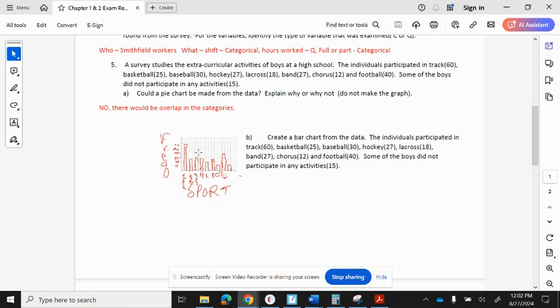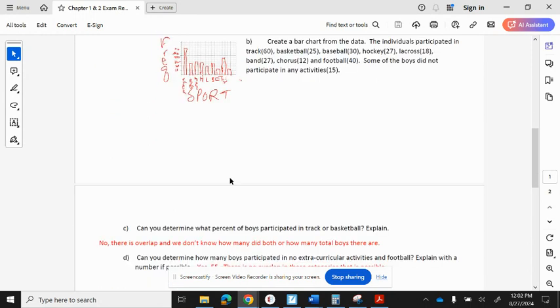It should look something like this. Now again, this might look skewed to the right, but you could have put track anywhere in here. It could have been in the middle, it could have been on the edge. There's no shape to these. We'll start talking about shape in the next chapter. Okay, so that would be a good graph.